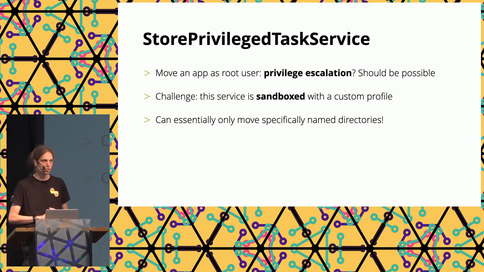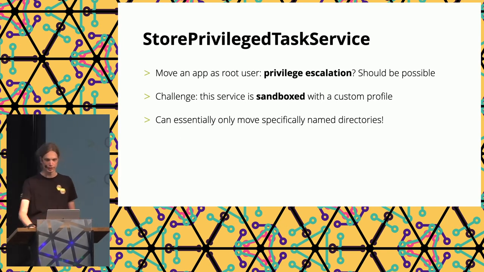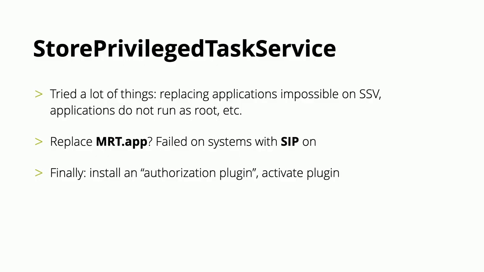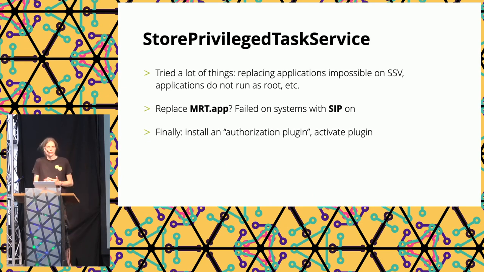But this turned out to be quite a challenge to do correctly, because this process was sandboxed. So what this basically meant is that we could only move directories and not separate files, which made it quite tricky. This is one part of the sandbox profile of this service. The most useful part here is the second regex, which basically means that we can move any directory as long as it contains .app somewhere. Spent quite a lot of time on getting this to work. We tried a couple of different things, but we had to deal with the signed system volume, which means that we cannot overwrite any existing applications. We also want something that runs as root, and applications generally don't run as root, so it was sort of conflicting requirements that made it hard to find what we could do.